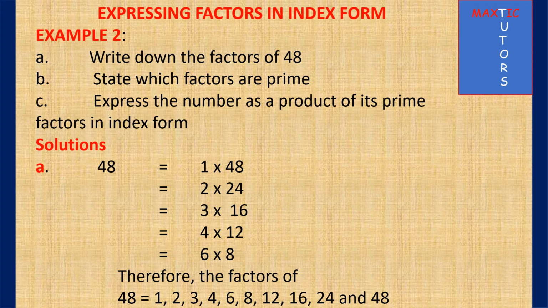So as I said in example 1, for 48, the factors are 1 and 48, 2 and 24, 3 and 16, 4 and 12, 6 and 8. So therefore, the factors of 48 are 1, 2, 3, 4, 6, 8, 12, 16, 24, and 48. So now, let's go on. These are the factors of 48 that answer question A.